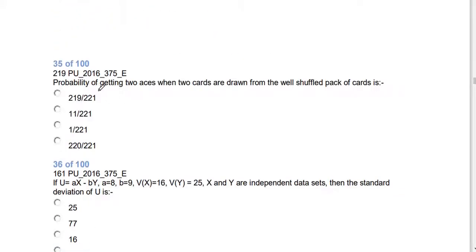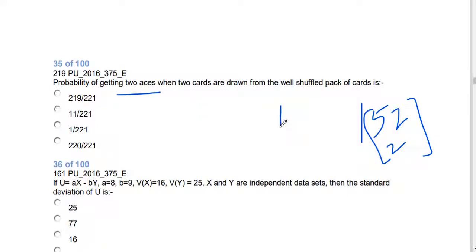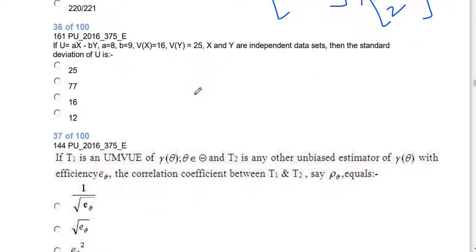Probability of getting 2 kings when two cards are drawn from a well-shuffled pack. Probability of getting 2 kings means generally we have 52 cards with us, so 52 C2. Then getting 2 kings is 4 C2, I think. This is the chance, you can refer to it. See this question, very simple question.